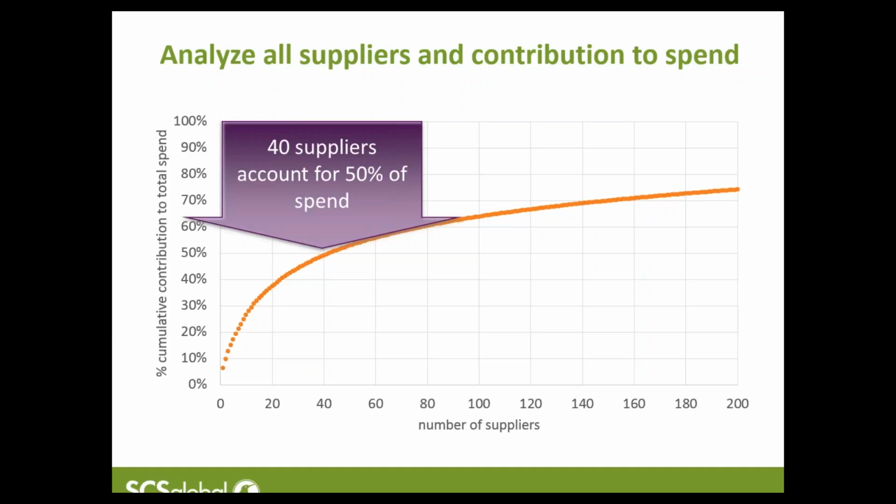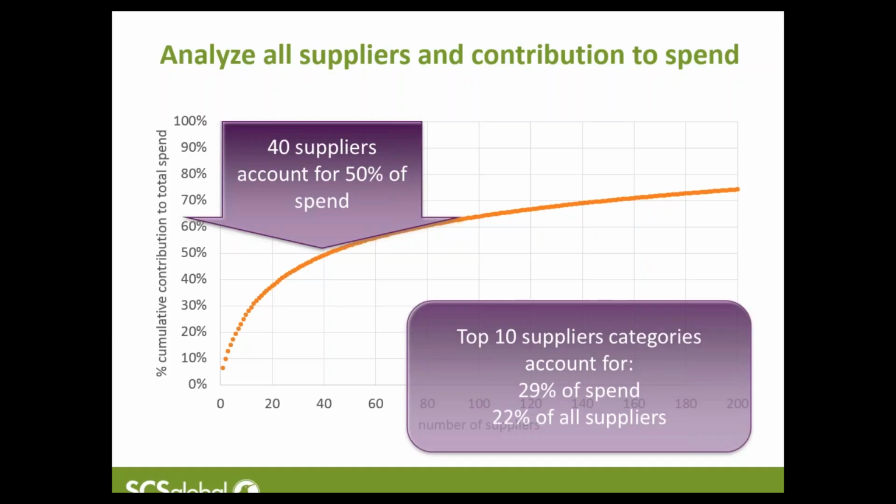And not shown on here, but we did a separate analysis on the categories of suppliers. And actually the top 10 supplier categories accounted for almost a third, that's 29% of total spend, and 22% of all the suppliers. So while it might seem overwhelming to think of hundreds of suppliers from around the world, when you start to slice and dice things, it simplifies quite a lot, because in this case what we did was focus on these top 10 supplier categories and those top 40 suppliers to get the best data possible.